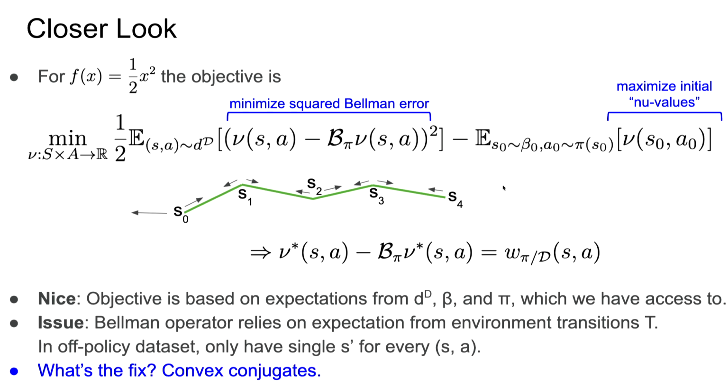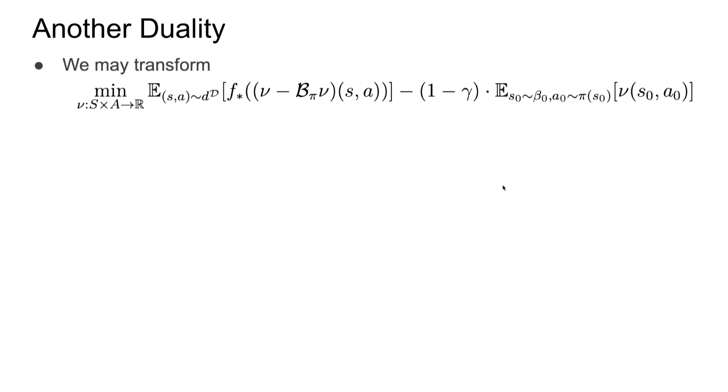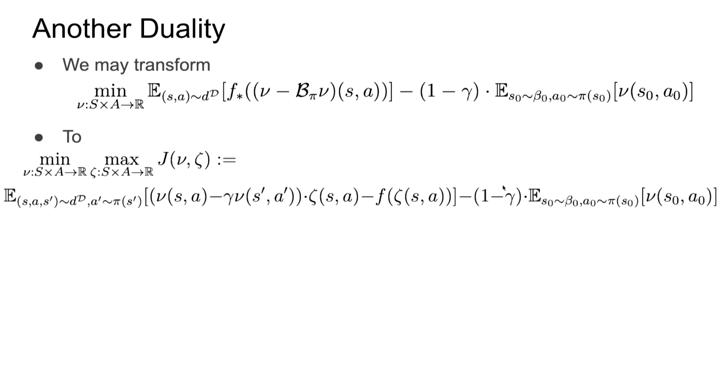OK, so now we need to apply these convex duality tricks. We have this objective. In general, we just have some conjugate function applied to the residual. And we want to take that Bellman operator, that expectation, outside. So we apply this conjugate trick again, where we say the conjugate of f can be expressed as an optimization over its own conjugate, which is back to the f. So the conjugate becomes f applied to some new variable zeta. And now we've taken the expectation in the Bellman operator outside the convex function.